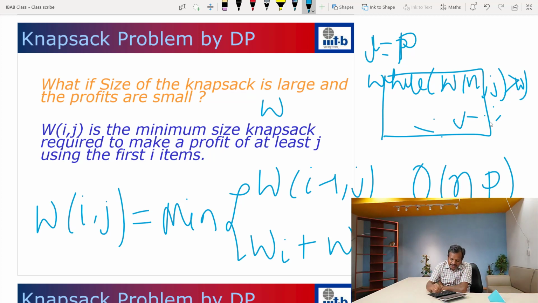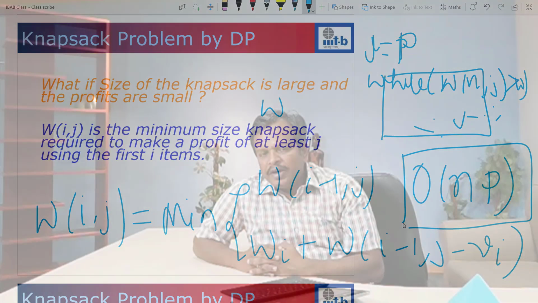Notice that if P is small, the size of the table that we are going to build is order n into P, and the time complexity of the algorithm is n into P in this case. If the sum of the profits is a small number, then you can use this variant of the dynamic programming. If the W value, the size of the knapsack that is given to us, is small, then we can use the previous formulation of the dynamic programming.